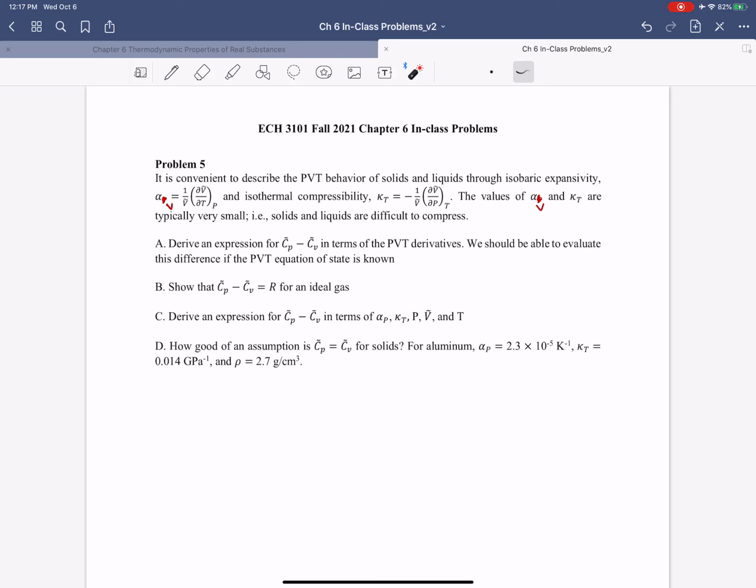All right, and so part A of the problem asks us to derive an expression for Cp minus Cv in terms of pressure, volume, and temperature derivatives. It also tells us that we should be able to evaluate the differences between the two if we had some sort of equation of state. So we want to figure out the difference between Cp and Cv.